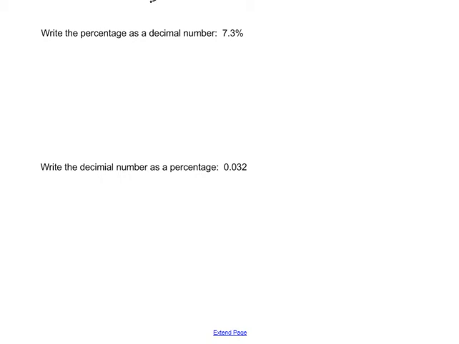Write the percentage as a decimal number, and we're given the percentage 7.3%. Well, remember what that percent means. Percent means per 100, okay? And think about the word percent. We see that word per there, but cent, like in century or a centennial, that means 100 years. So that cent here translates that same way to be the idea of per 100.